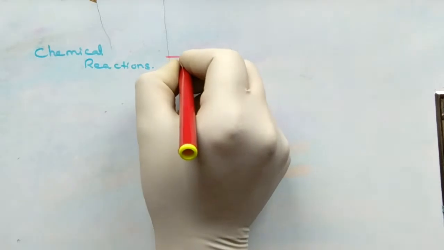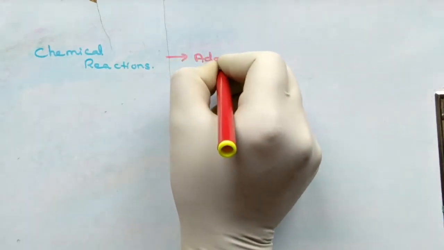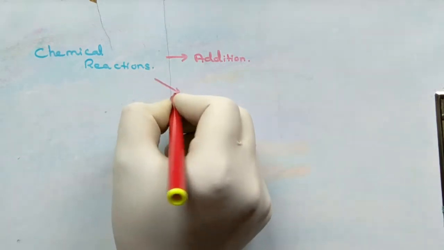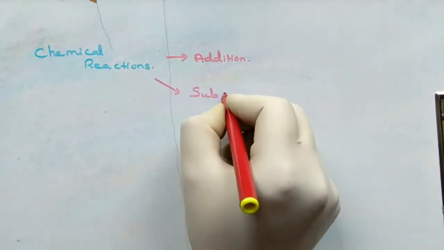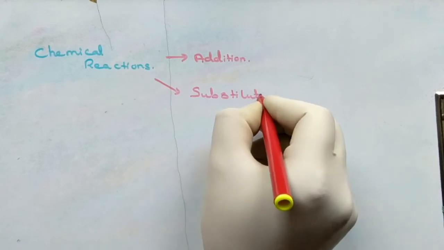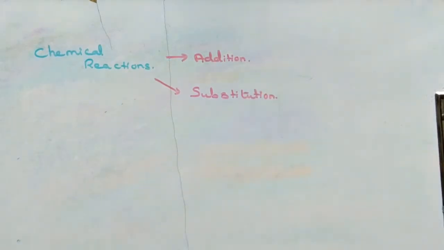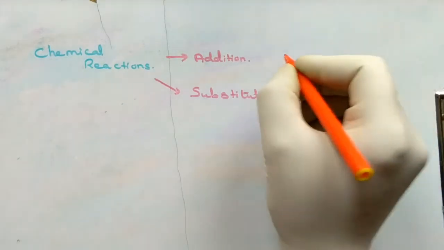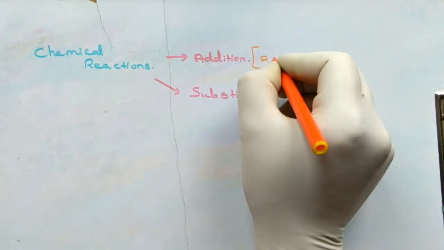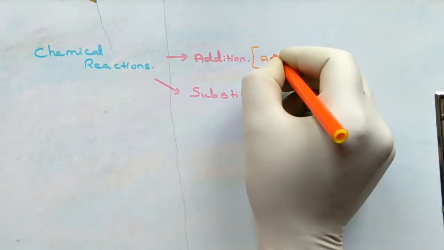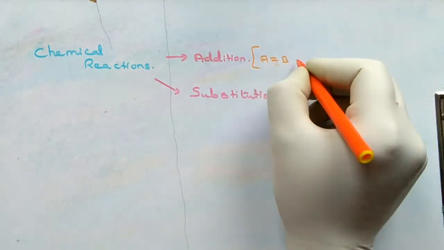There are two types of chemical reactions. They are addition reactions and the next one is substitution reactions. Let's see with examples. For example, if a compound A double bond B, it's an unsaturated compound because it has multiple bonds.